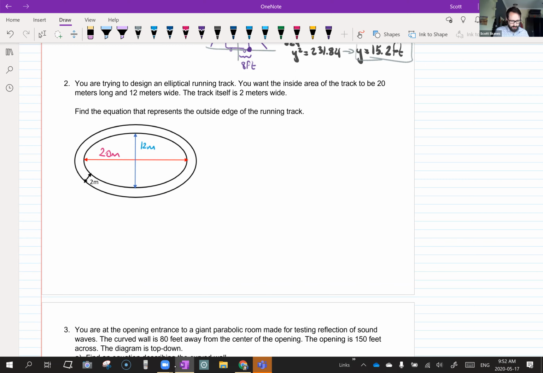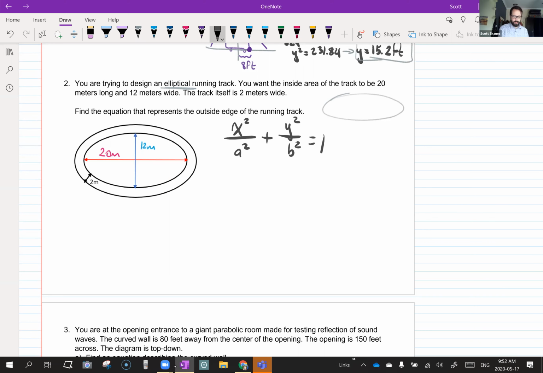Find the equation that represents the outside edge of the running track. So once again, this is an ellipse. So really, we care about 4 things: h, k, a squared, b squared. So remember, this is really what I care about. We can see that it's stretched in the x direction. So that will have x squared over a squared form, plus y squared over b squared equals 1.